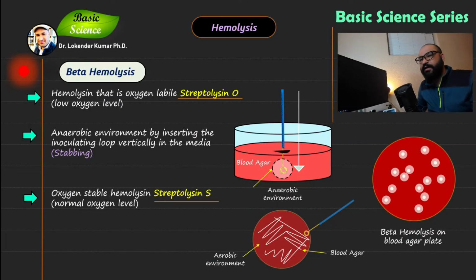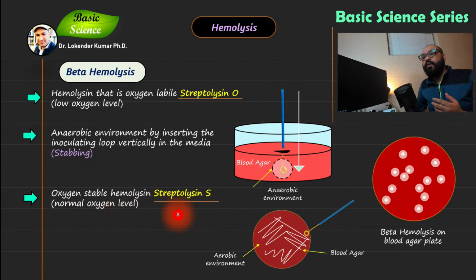All right, we are in the next slide, where I will explain the different types of toxins that are produced by Streptococcus pyogenes. You can see here, specifically I have mentioned Streptolysin O and Streptolysin S. These are the two different types of toxins that are produced under two different kinds of environmental condition: one under the low oxygen level, and the second one under the normal oxygen level.